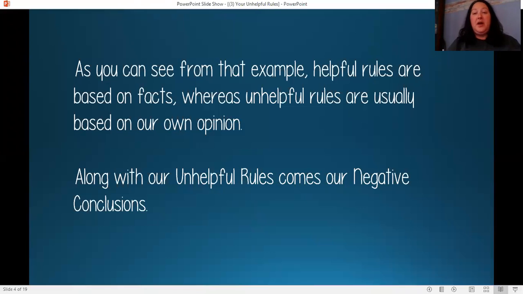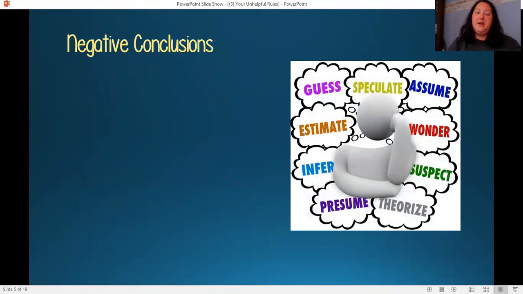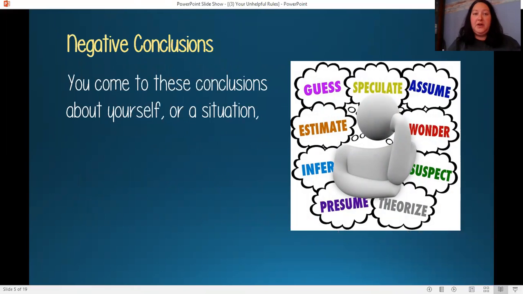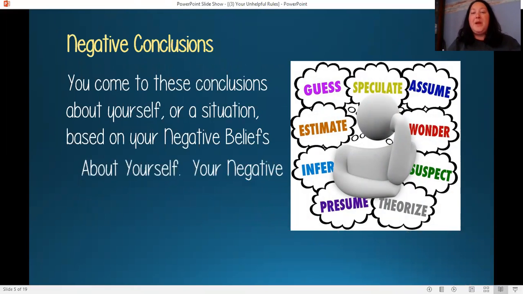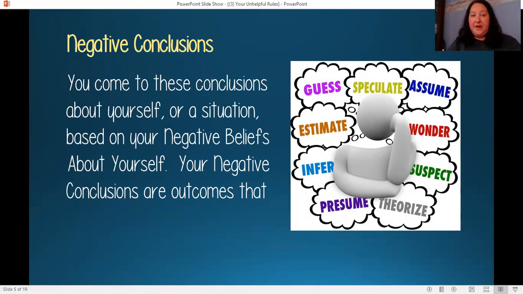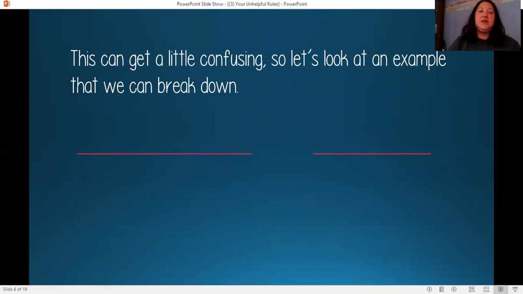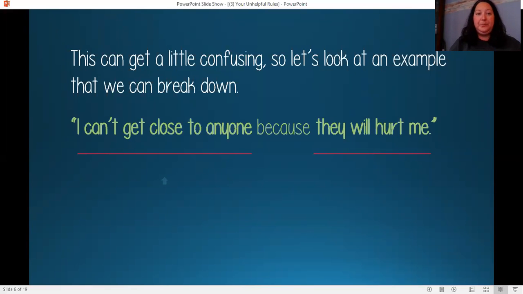And so along with our unhelpful rules comes our negative conclusions. Our negative conclusions are the conclusions that you come to about yourself or a situation based on your negative beliefs about yourself. Your negative conclusions are outcomes that you assume will happen if you do not follow your unhelpful rules. So let's look at an example. This can get confusing, so hopefully this example can break it down for you.